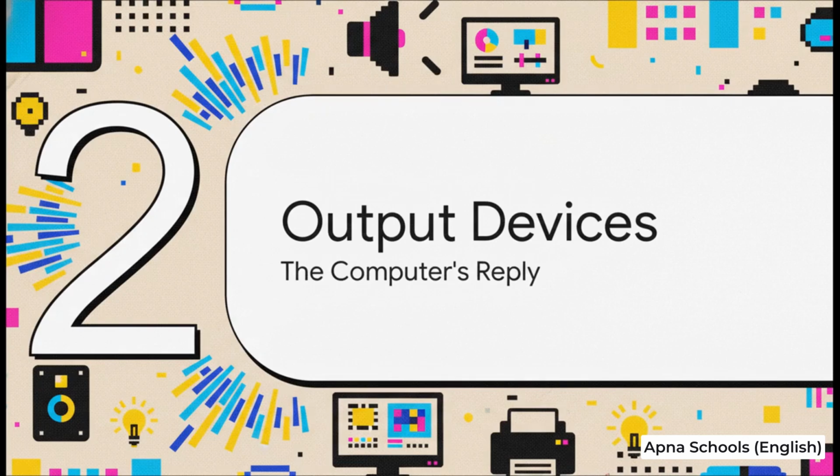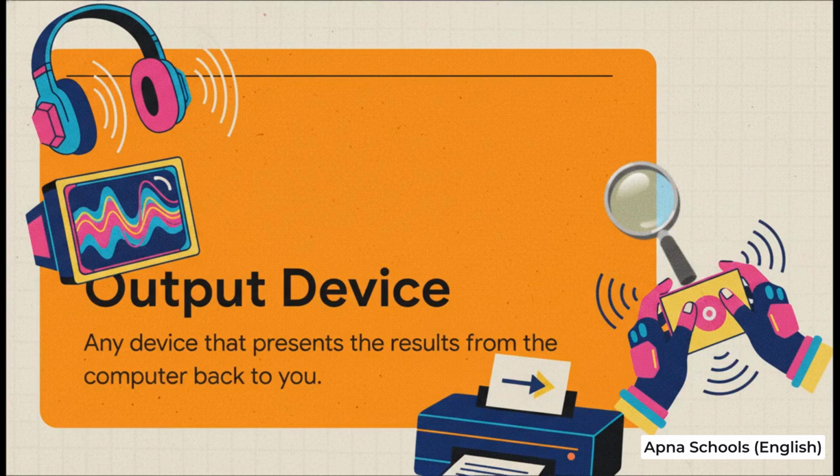Okay, so we've spoken to the computer with all our input devices. Now it's time to flip the script. How does the computer talk back? This part is all about the output. So an output device is basically the computer's voice. It's any piece of hardware it uses to show you the results of your commands, whether you see it, hear it, or even feel it.